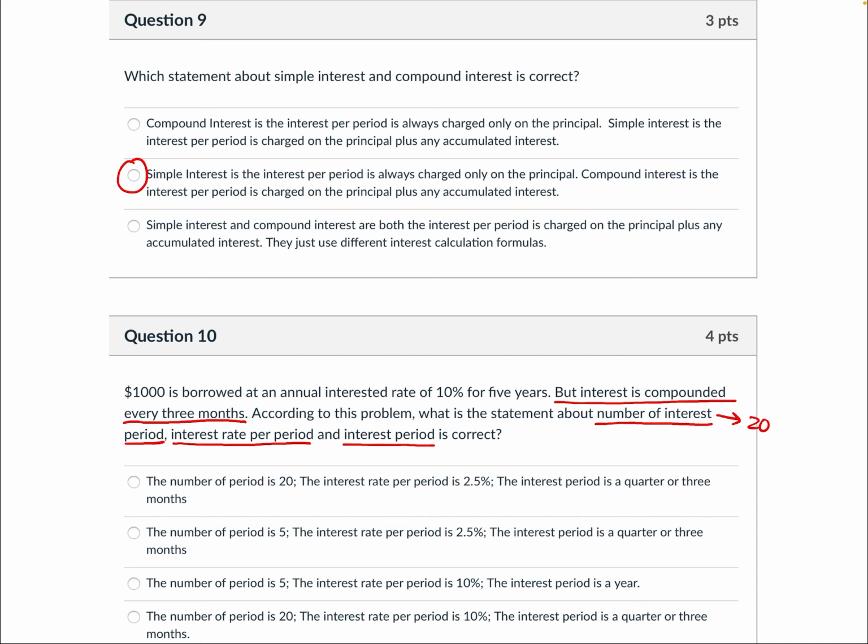Interest rate per period. Because it's compounded per quarter, every 3 months, you need to use the annual interest rate of 10% divided by 4. That is 2.5%. So that is your interest rate per 3 months. And the interest period is a quarter, or you can say 3 months. So it's 20, 2.5%, and a quarter.